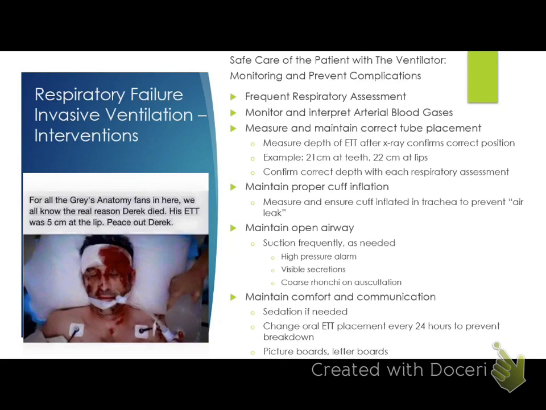Anyway, yeah, so if it's right in here, you're not ventilating your patient because it's just in your mouth.